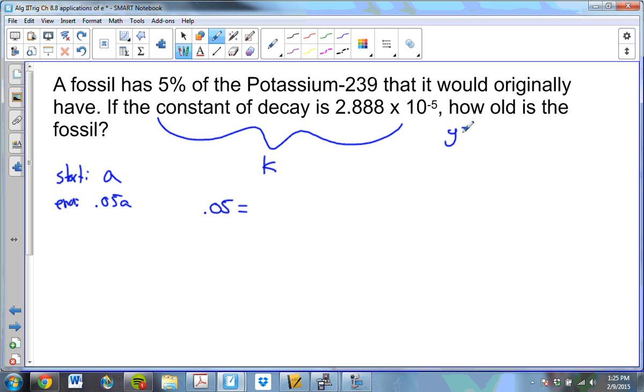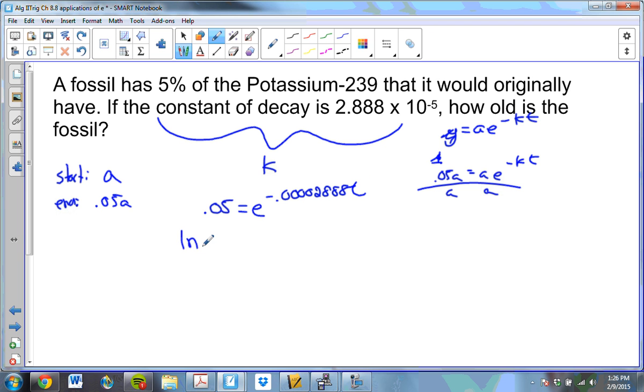You know, I'm always using this formula here, but this y is going to become 0.05a, and this would just be a. And when I divide by a to start, the a's cancel. So let's just jump straight to here. My k value is now 0.00002888 to the t. The question is how old is the fossil, so I solve for t.